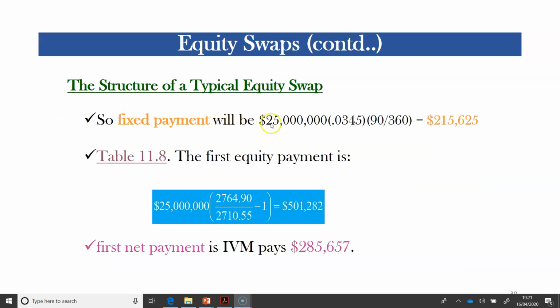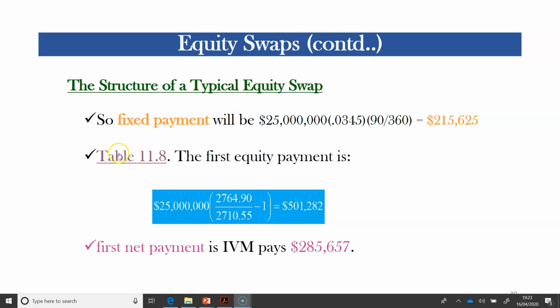The fixed side payment is known in advance, that is 25 million multiplied by 3.45% multiplied by 90 over 360, and that gives us $215,625. However, the equity side payment and the net payment on the swap will be only known at the settlement date. The payments on the equity swap in our example are shown in table 11.8 for assumed values of the index, that is the S&P 500, on each settlement date.